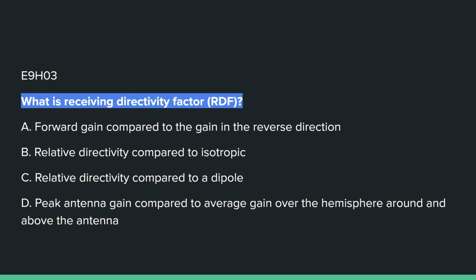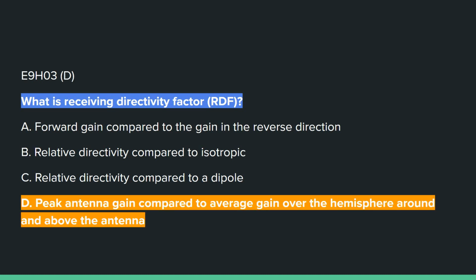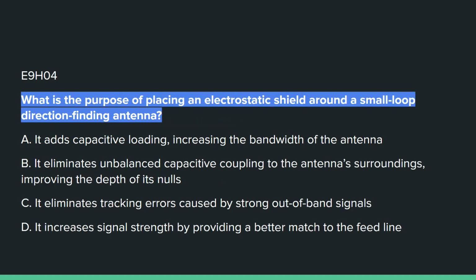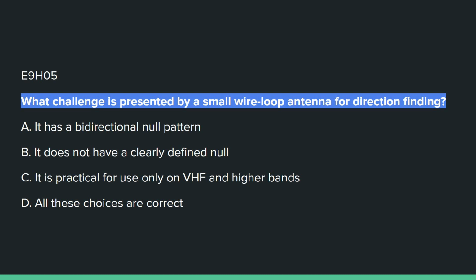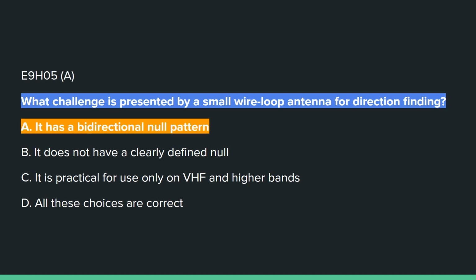E9H03, what is receiving directivity factor? D. Peak antenna gain compared to average gain over the hemisphere around and above the antenna. E9H04, what is the purpose of placing an electrostatic shield around a small loop direction finding antenna? B. It eliminates unbalanced capacitive coupling to the antenna surroundings, improving the depth of its nulls. E9H05, what challenge is presented by a small wire loop antenna for direction finding? A. It has a bidirectional null pattern.